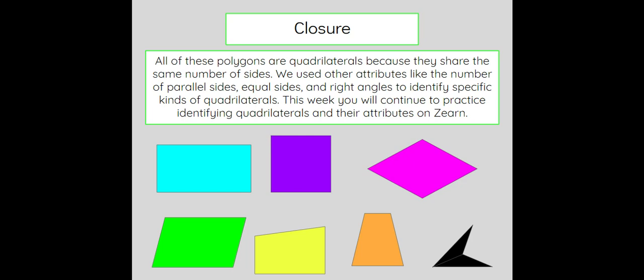If at any time you need to go back and look at this vocabulary, these slides are going to be open for you all week. So go back and check. Look through the vocabulary because it's going to help you describe quadrilaterals accurately.